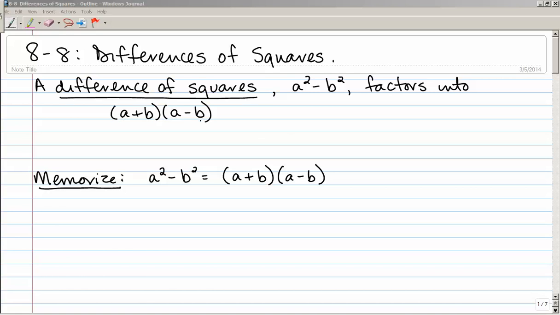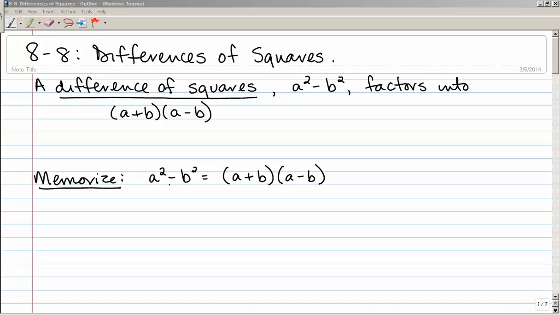You might remember that we did this earlier in this chapter, and we called it the product of a sum and a difference. So a plus b is a sum, a minus b is a difference, and when you multiply them, that is FOIL them, you'll remember that our first and our last remained, but our inner and our outer canceled each other out. So here's the formula you need to memorize.